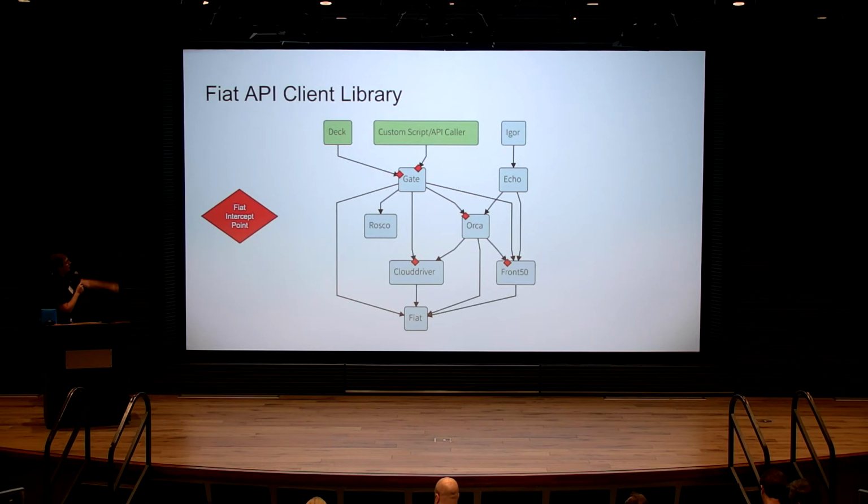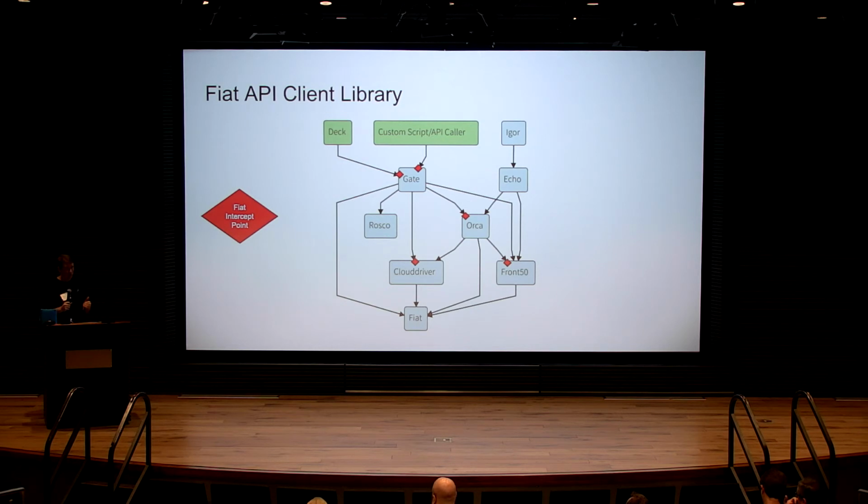So the Fiat API client library is baked in to all of these other services, specifically Gate, Orca, Cloud Driver, and Front 50, because these are the key points of where accounts or applications are accessed. So Fiat will actually, and we're going to step through what this looks like, since these are all microservices, they're all just accepting HTTP calls.